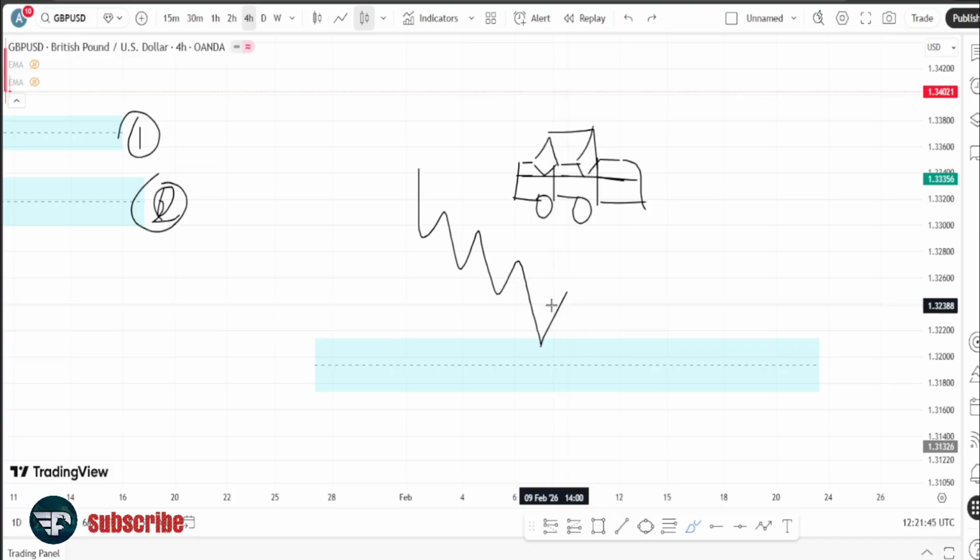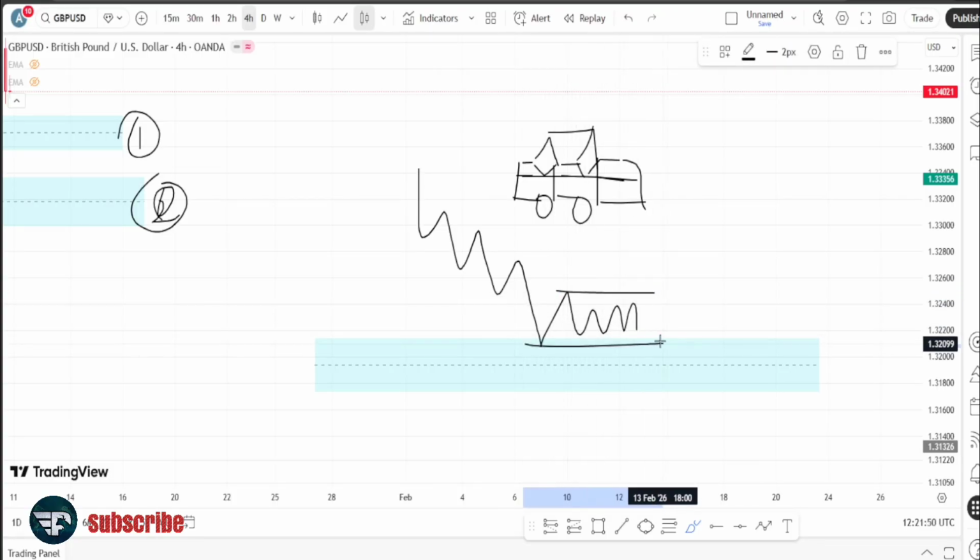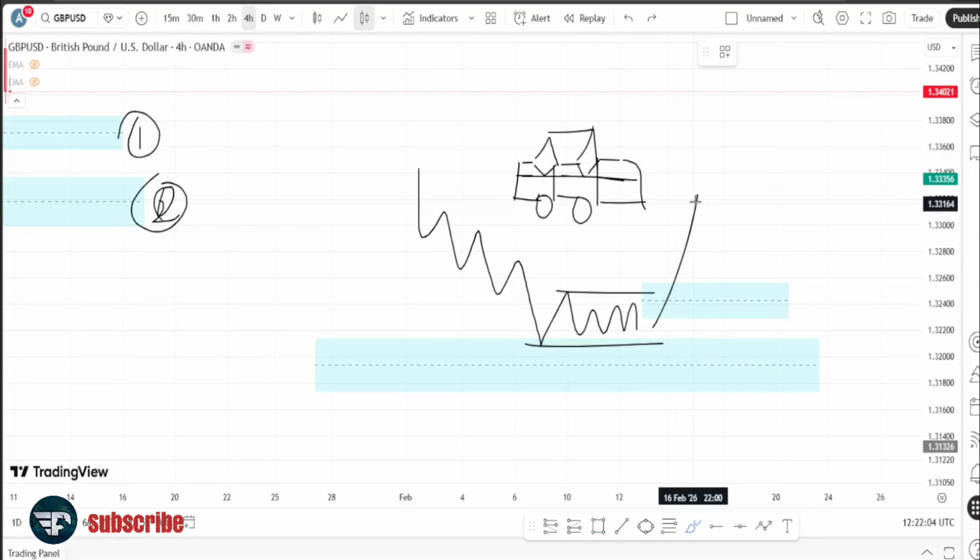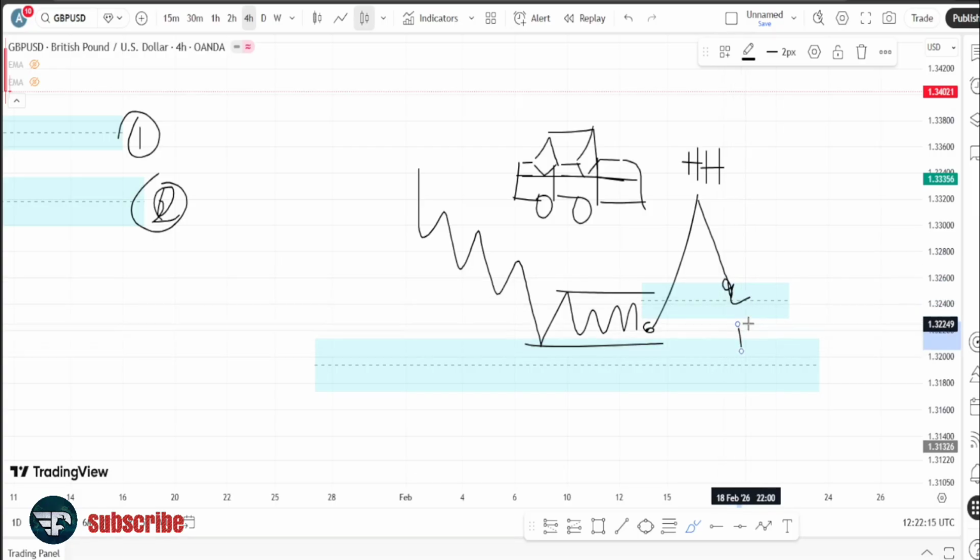So you want to see price consolidate a little around this place before the push, and now it has created another base inside the main zone. This base becomes our entry zone. If price comes into that zone again, it has created a higher low, a higher high, and another higher low here. We take the trade from this higher low.